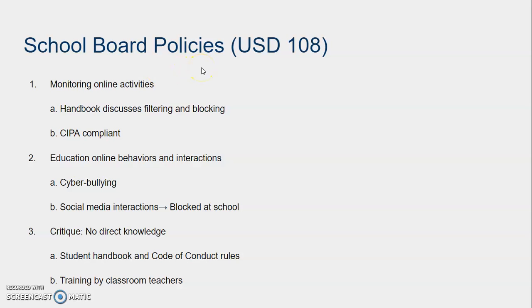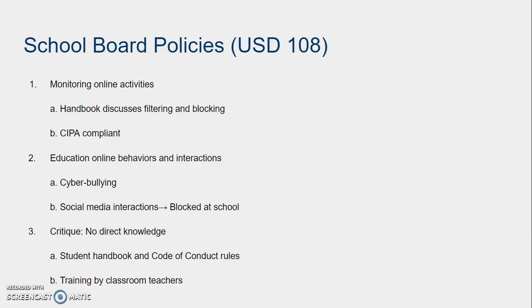For the school board policies, since I don't currently work at a school board, I chose to look at the policy of USD 108. That's where my wife teaches. The two additional requirements for CIPA were talking about monitoring online activities. In the USD 108 handbook, it discusses filtering and blocking, and I didn't add it in there, but it does specifically call out monitoring online activities. And in the same section it discusses that they are CIPA compliant.